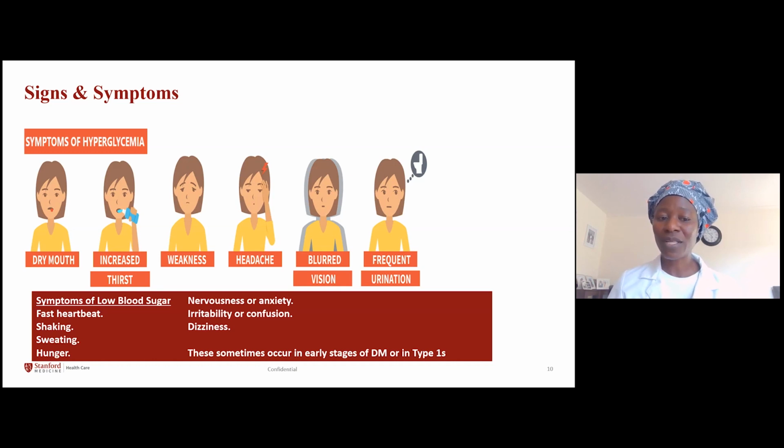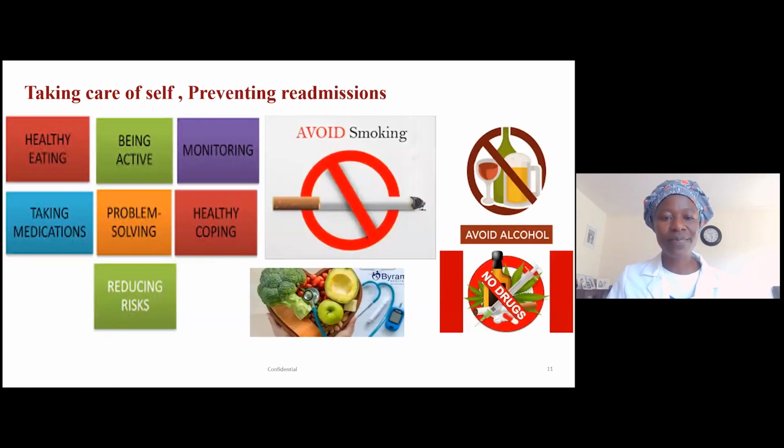Sometimes symptoms of low blood sugar could also be the first sign that one is developing diabetes, especially when the body is producing high levels of insulin and trying to counteract the high levels of blood sugar. So low blood sugar signs include fast heartbeat, shaking, sweating, hunger, which is extreme hunger, nervousness or anxiety, irritability or confusion, and dizziness. So these signs could be a warning sign that something is not right.